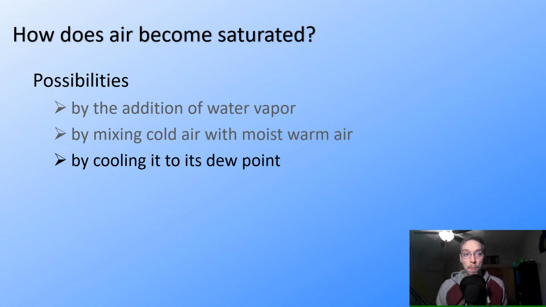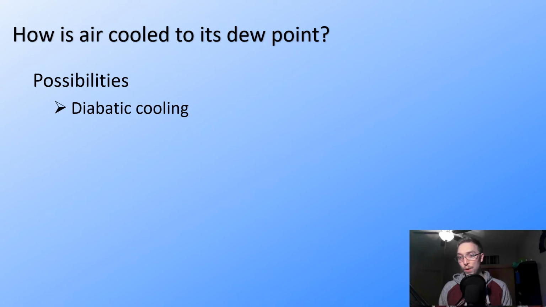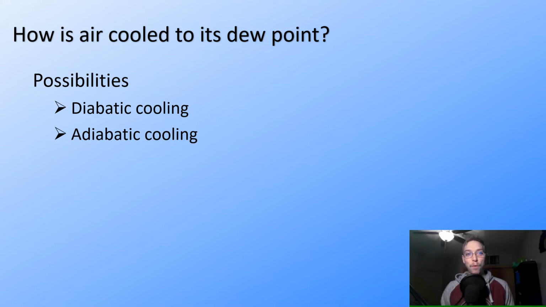You can saturate air by cooling it to its dew point. How is air cooled to its dew point? Two primary methods: diabatic cooling and adiabatic cooling. One of those you should remember or may recall from Geography 104 in the Moisture in the Atmosphere lab, where we went up and over the mountain, right? Mount Doom is one of my favorite labs just because I'm a big Lord of the Rings nerd.